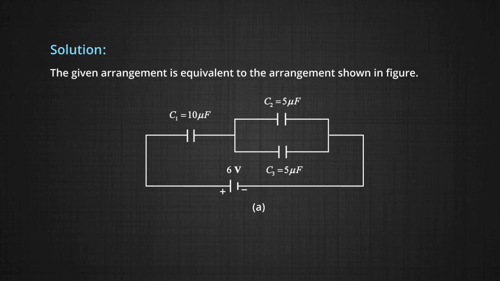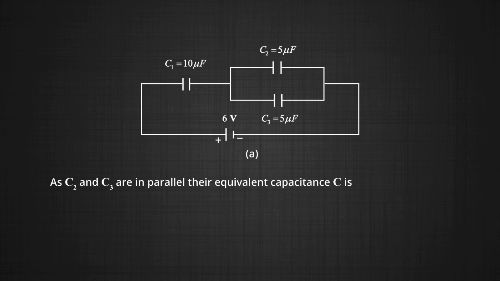Solution. The given arrangement is equivalent to the arrangement shown in the figure. Here you see C2 and C3 are in parallel as the charge gets divided. As C2 and C3 are in parallel, their equivalent capacitance C is given by C equal to C2 plus C3. On substituting the values we get 5 plus 5, which is equal to 10 microfarad.